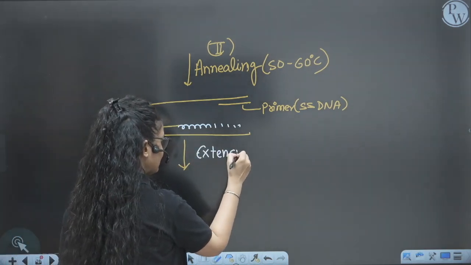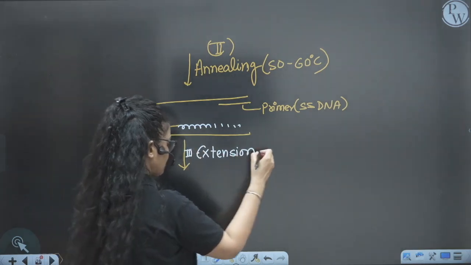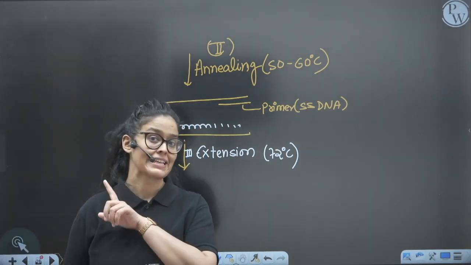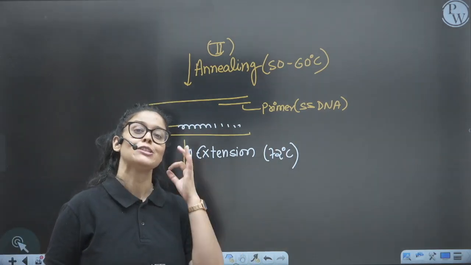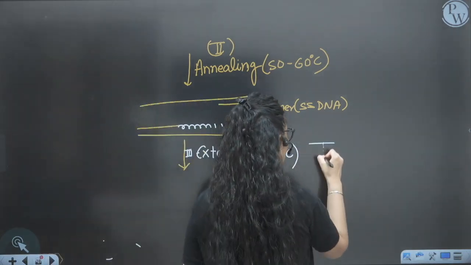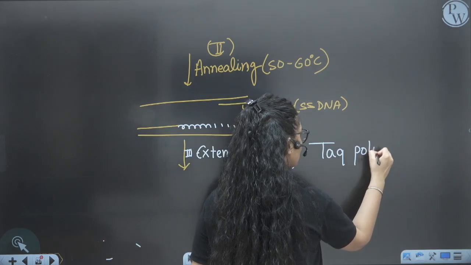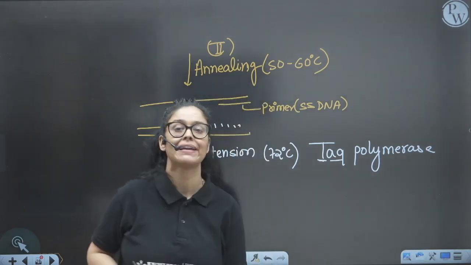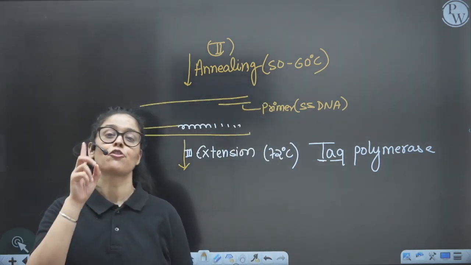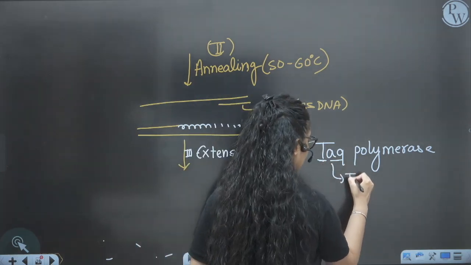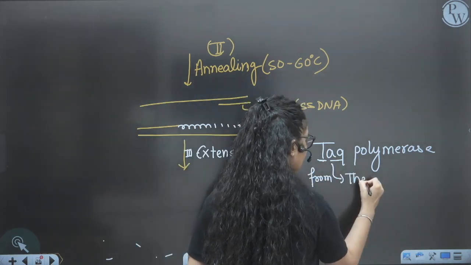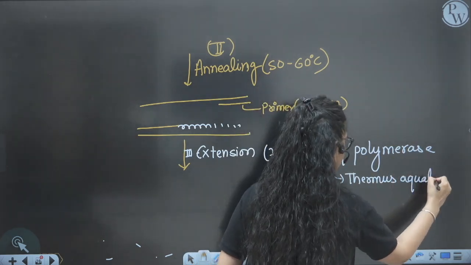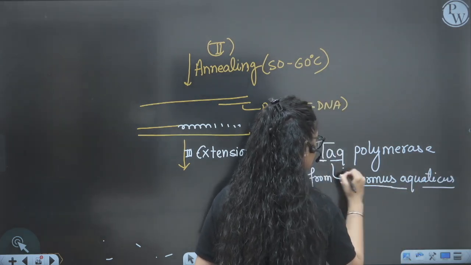That is known as extension. So the third step will be the extension step, which is basically done at 72 degrees Celsius, which is again very high. So a normal DNA polymerase enzyme cannot be used here. We use a special DNA polymerase enzyme known as Taq polymerase. Why do we call this DNA polymerase Taq polymerase? T for Thermus, Aq for aquaticus. So we have taken this enzyme from Thermus aquaticus bacteria, a special thermophile.